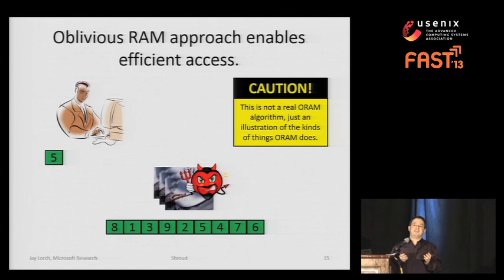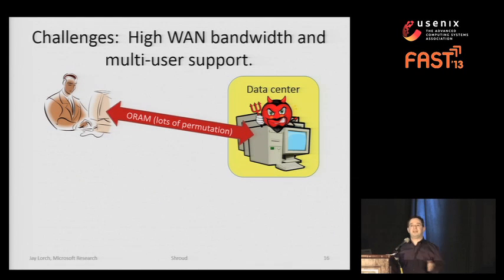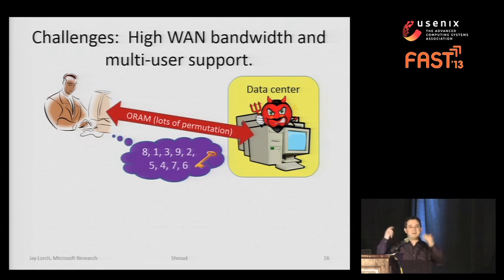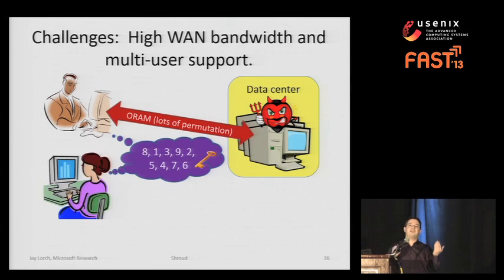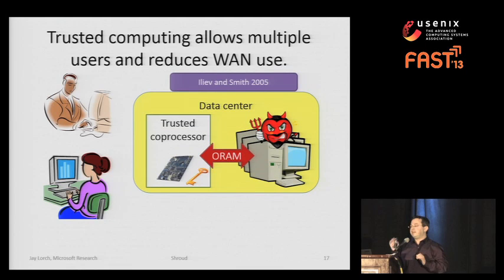Now, as you might imagine, this involves a whole lot of permuting of data. You're constantly playing this three-card Monty shell game with the disk in the cloud, and that's going to consume a lot of WAN bandwidth. In addition, the user has to keep in mind the current permutation, and that's kind of hard to keep in sync with another user, let alone the millions of users who are using the data center. So we're going to borrow an idea from Ely Evans Smith.